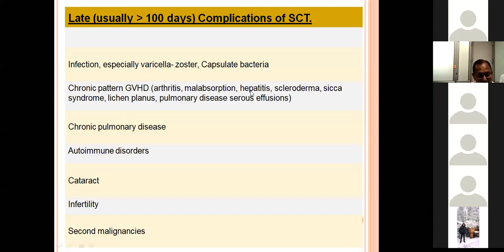Chronic GVHD is one, I already told you. Chronic pulmonary fibrosis. Autoimmune disorders are very common as chronic complication. Infertility, late secondary malignancies after about 5 to 10 years of transplant. So they are the general problems which a significant number of patients face. That is why we say that transplant is not a static process. It is not a 1 day or 1 month's game. It is a lifelong game.